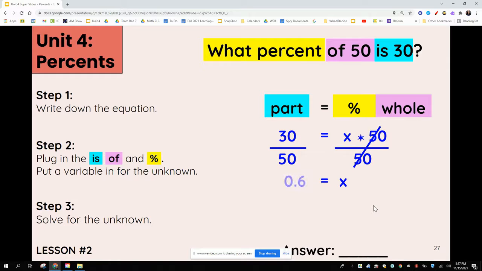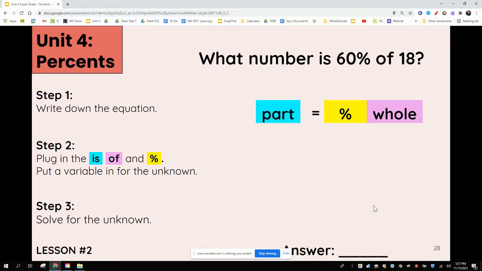Okay, you should have gotten 0.6. That is the percent as a decimal. We need to turn it back into a percent. So what we're going to do is move the decimal over once, move the decimal over twice. What percentage is this? It is 60%. So 60% of 50 is 30.